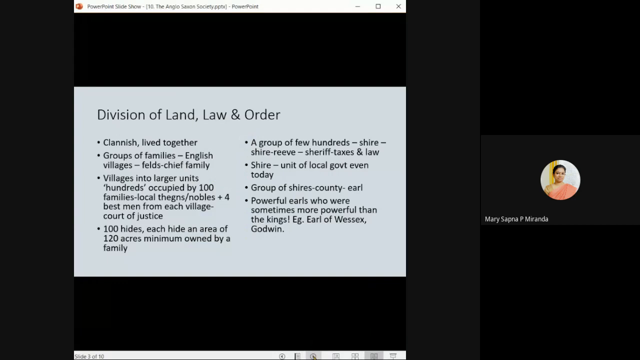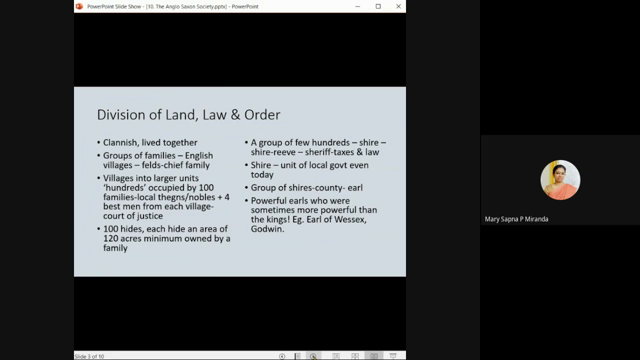So now, how was land divided and what kind of law and order was followed? These people, the Anglo-Saxons, were very clannish. Clannish as in they lived in clans. They were very attached to each other, so they stuck together. They lived in groups of families, and that formed the basis of English villages. Now, English villages were called fells.